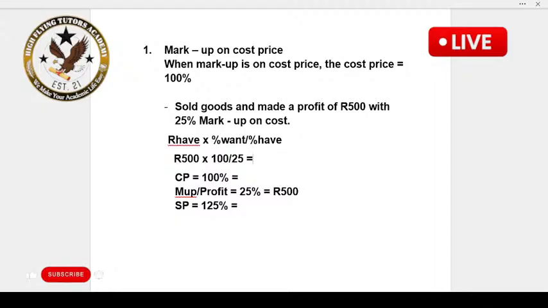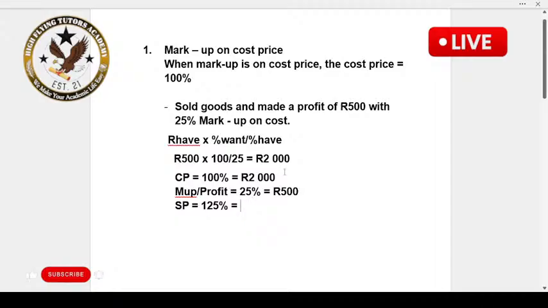You are getting 2,000. You see now you are back at 2,000, but remember the formula that you must use is the one that says the rent value you have, multiplied by the percentage for the amount you want, divided by the percentage for the amount you have, which is going to give your cost price of 2,000 rand. See now, I don't think this is difficult, right?